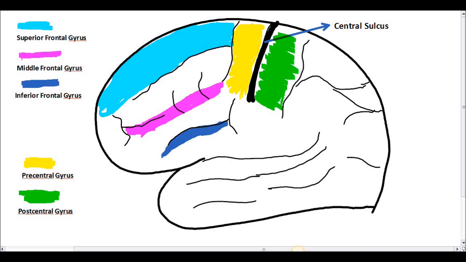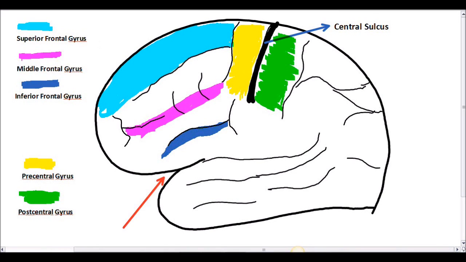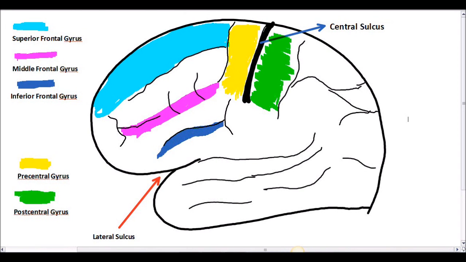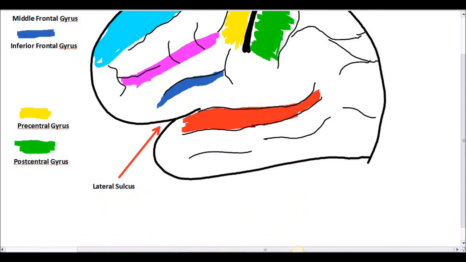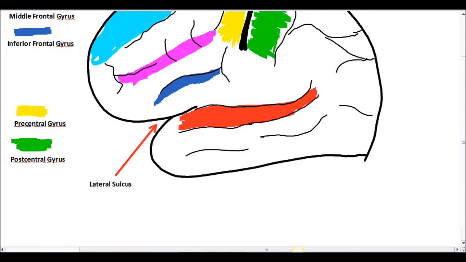Another important sulcus divides what we term the frontal lobe from the temporal lobe. On this diagram, basically, the big bit that sticks out and the smaller bit that sticks out. This is called the lateral sulcus. Below the lateral sulcus, being highlighted in red, is the superior temporal gyrus. There are 3 gyri in the temporal lobe, and this being the highest is called the superior temporal gyrus.